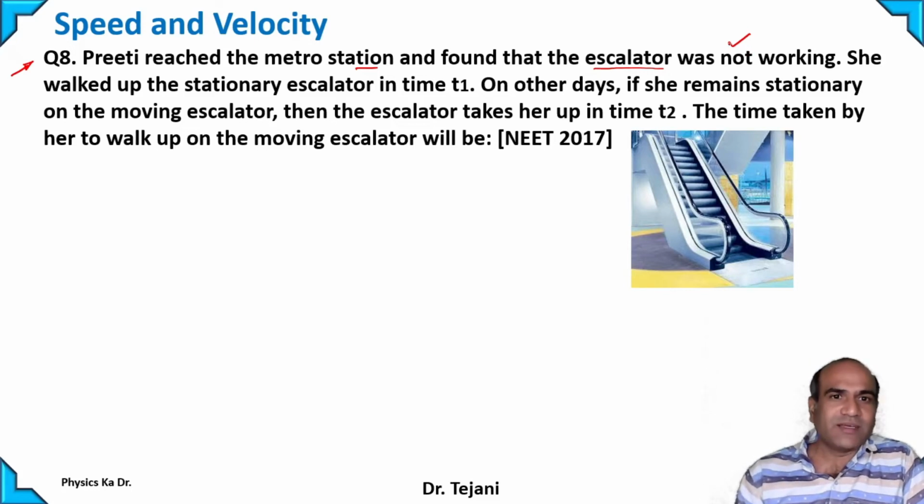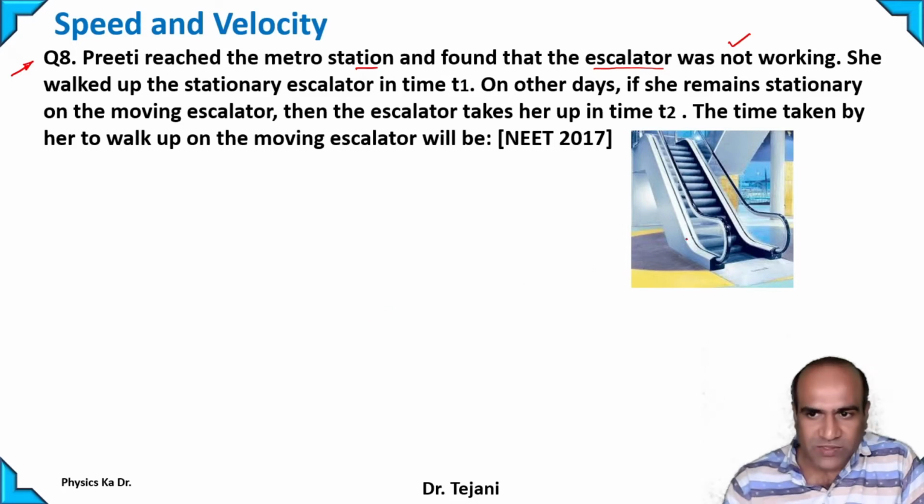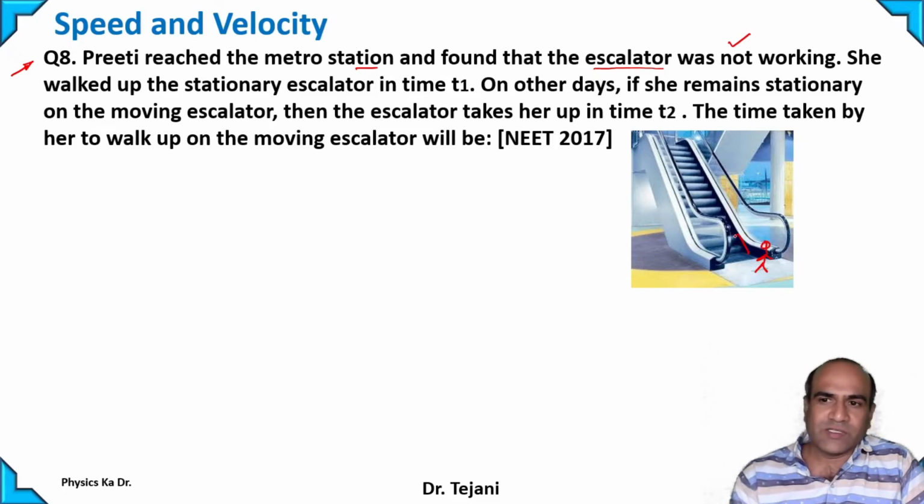So she walked up the stationary escalator in time t1. So this is the escalator. She is somewhere here. She was in a hurry. The escalator was stationary, so she walked up, and she needs t1 time to reach from this position to this position. Let's have distance x.